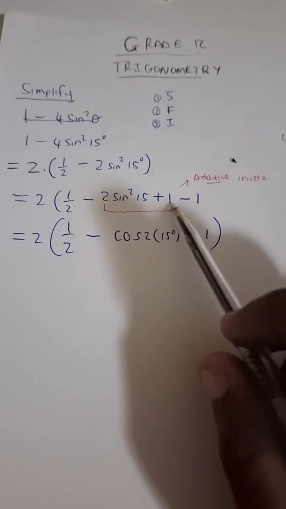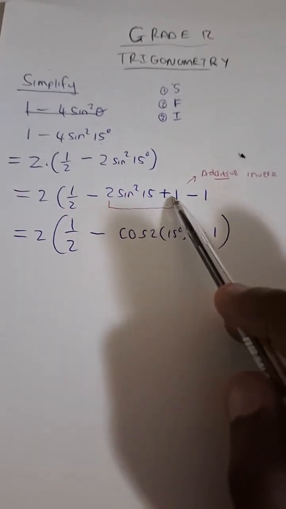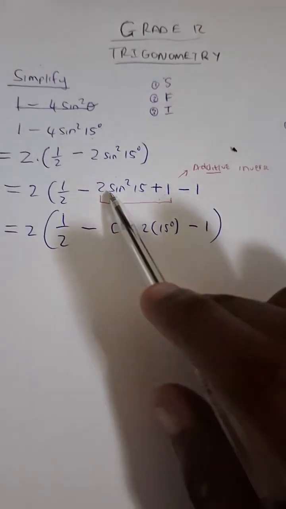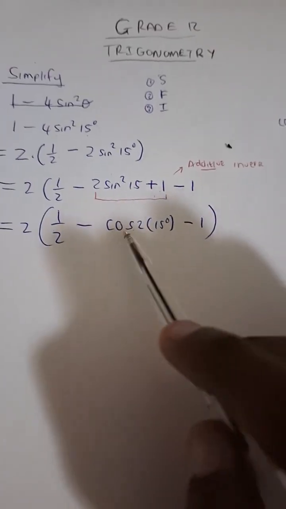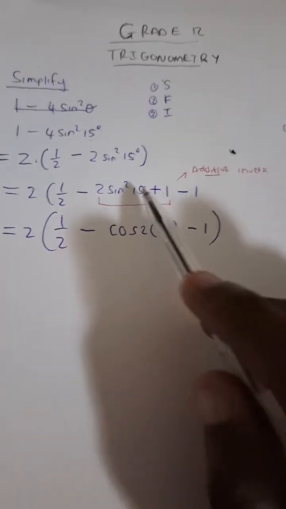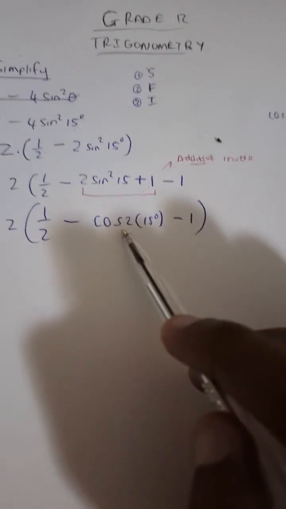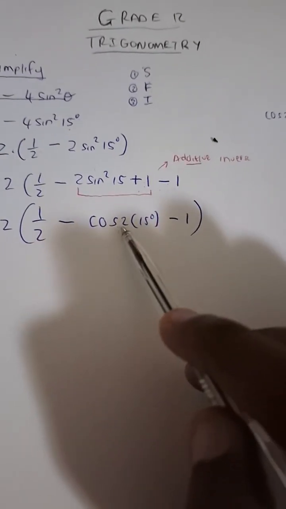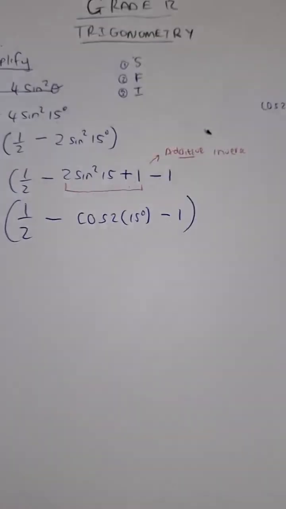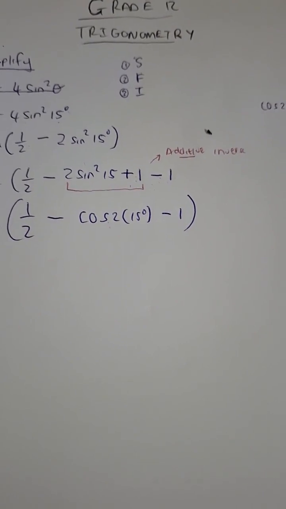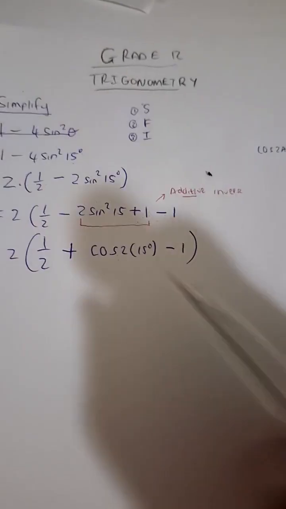So I used my additive inverse here for 2 sine squared 15 plus 1, so that I can set up a double angle expression, so that I can write the reduced form of the double angle for negative 2 sine squared 15 plus 1, which gives me negative cos 2 15. In fact, like I said, it's not negative, it has to be plus cos 2 15.